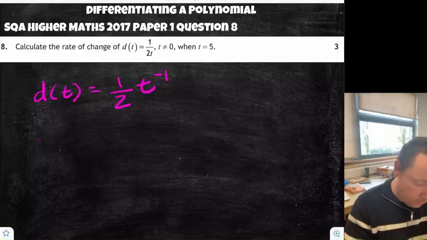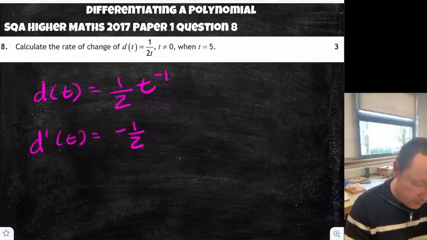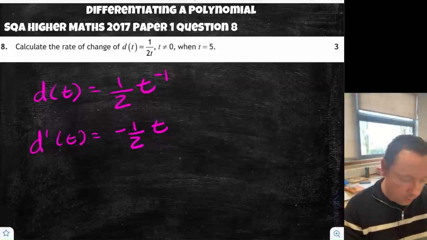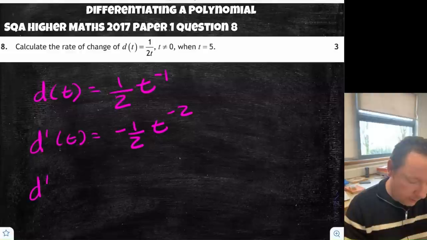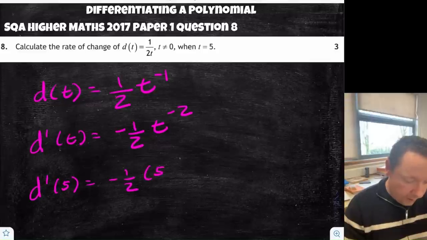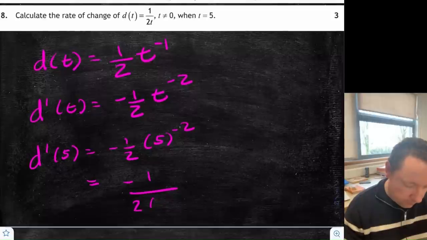Once we do that, D dash t, take the minus 1 down. So we get minus a half t. Take away 1 from the power, we get minus 2. And we have to work it out when t is 5. So D dash 5 is equal to minus a half times 5 to the minus 2, or minus 1 over 2 times 5 squared.